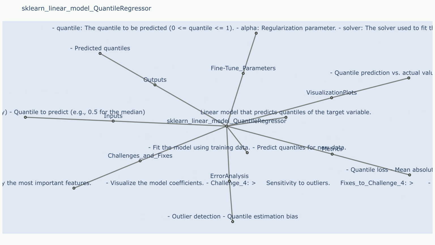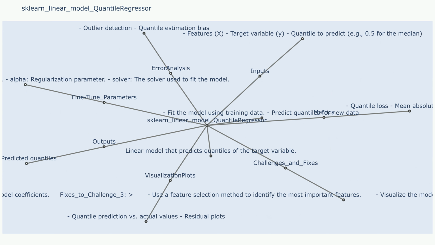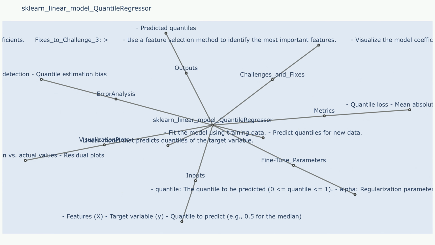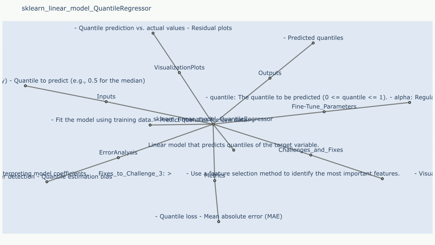The quantile regressor uses a linear model with a penalty term, e.g. L1 or L2 regularization, to minimize the weighted absolute errors between the predicted quantiles and the actual target values. During training, the model learns the coefficients for the linear model, which represent the weights assigned to each input feature. For prediction, the model uses the learned coefficients and the input features to calculate the predicted quantiles.